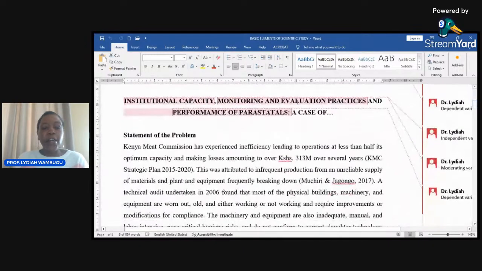And then some, especially at PhD level, may require you to add another one. And this is what is called a moderating variable. So we have institutional capacity, independent variable, monitoring and evaluation practices, independent variable, but now moderating, and we will differentiate between the two. And then we have performance, which is the dependent variable of the study.